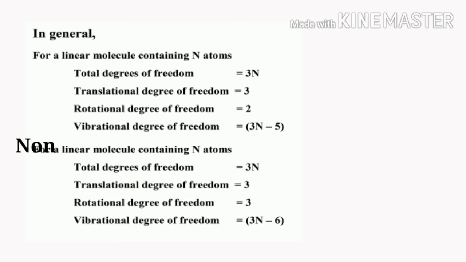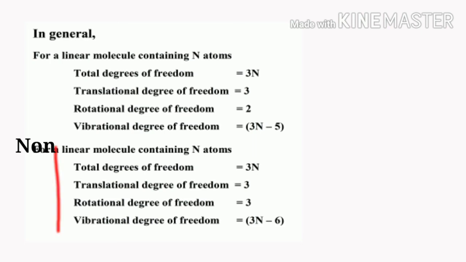In general, we can have a formula for a linear molecule containing n atoms. Total degrees of freedom is equal to thrice n. Number of translational degrees of freedom is equal to 3, number of rotational degrees of freedom is equal to 2, and number of vibrational degrees of freedom is equal to 3n minus 5.